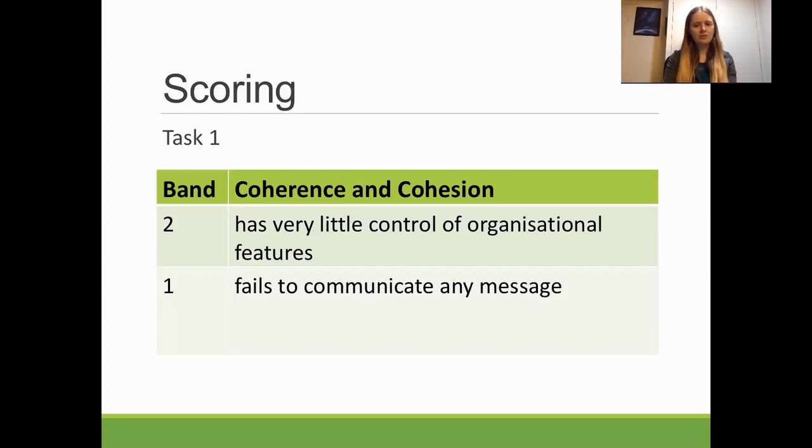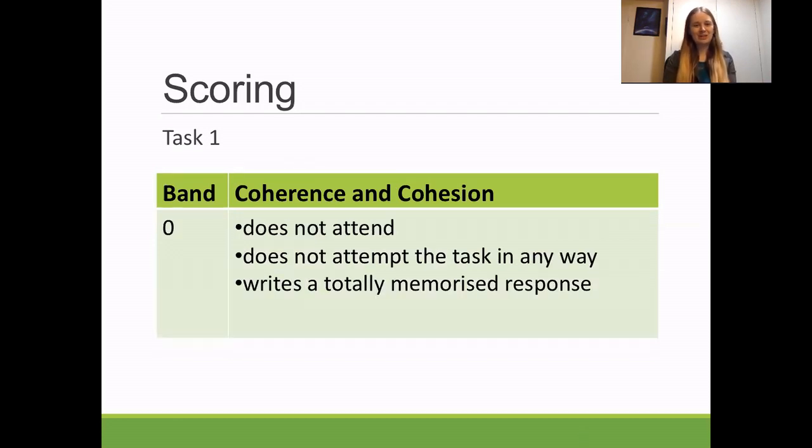For a score of 2, you would have very little control of organizational features. So you're not really understanding how to organize your work and present it clearly. And for number 1, fails to communicate any message. So you're maybe putting some random facts, but you're not communicating anything that is of value to the reader. Score of 0, you did not attend, or you didn't attempt the task, or you wrote a completely memorized response once again.